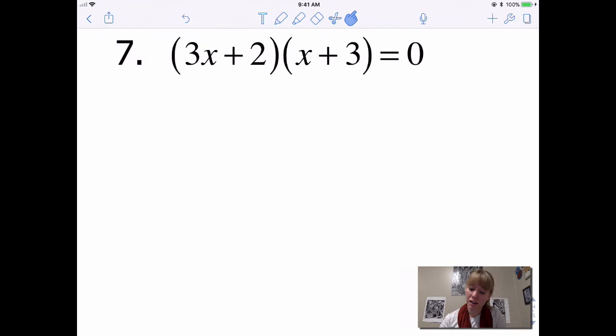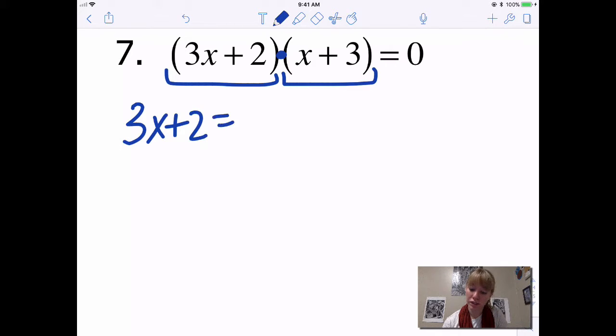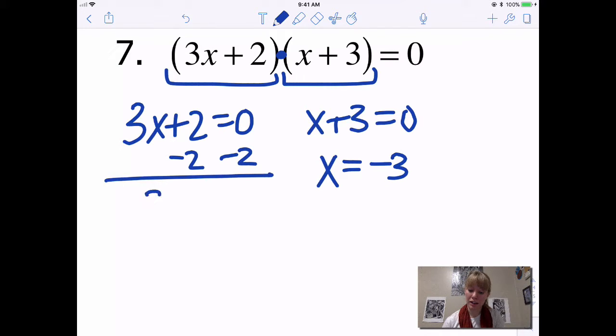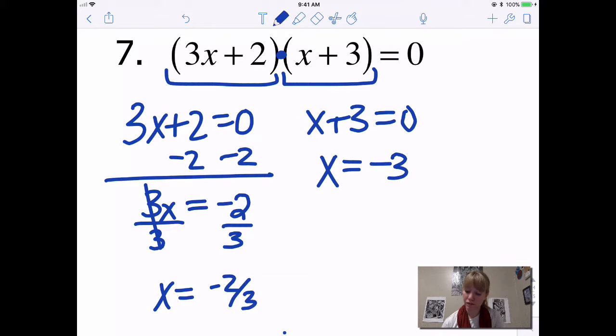Number 7, I've got a product equaling 0, so I can set each part equal to 0. 3x plus 2 equals 0, and x plus 3 equals 0. Hopefully these are starting to get fast for you. So this equation is x equals negative 3. In this one, you may or may not need to show all your steps. 3x equals negative 2, divide, and x equals negative 2/3.